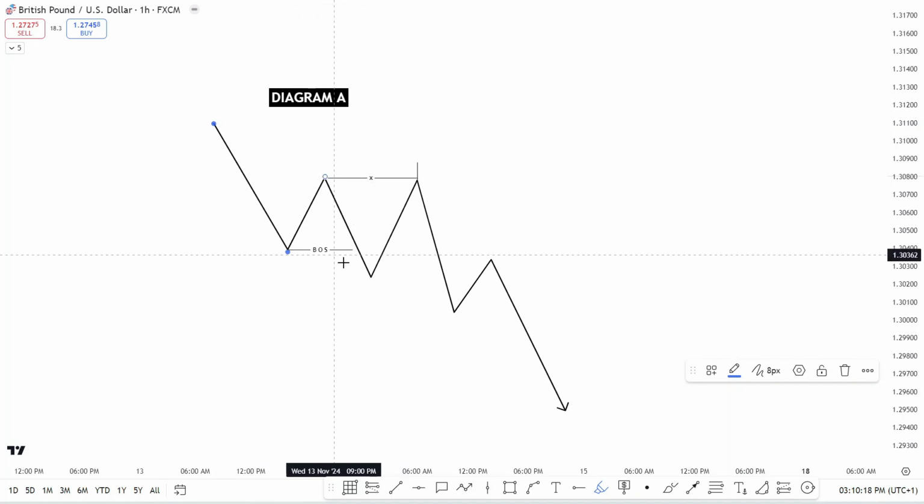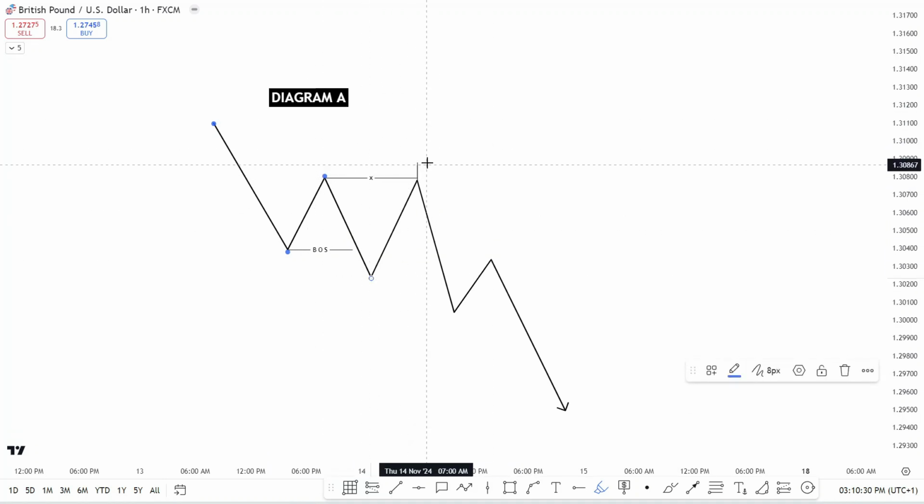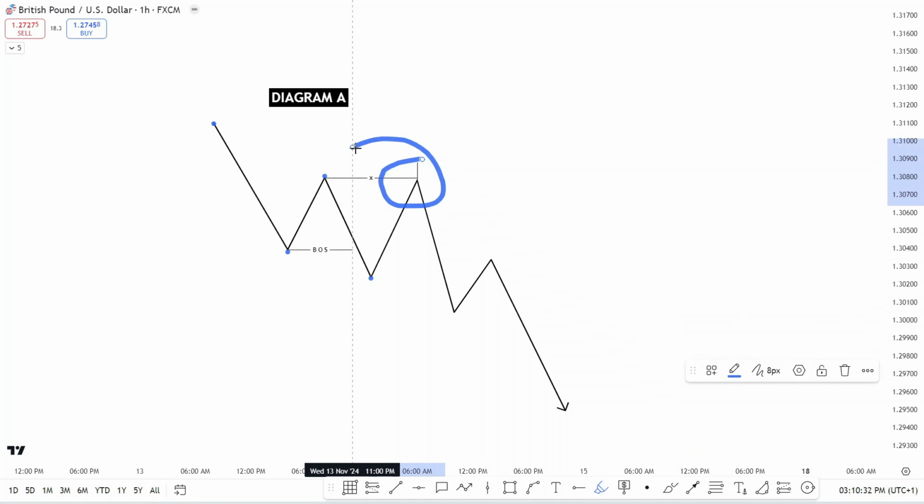Of course, this is a break of structure. However, this low is not confirmed yet. This is not a confirmation yet, except we now see an inducement. So this low becomes valid after inducement has been taken. In this case, this is exactly what happened here.